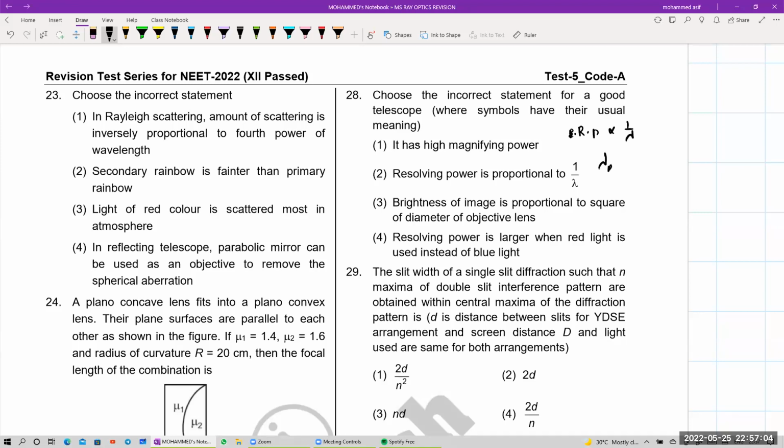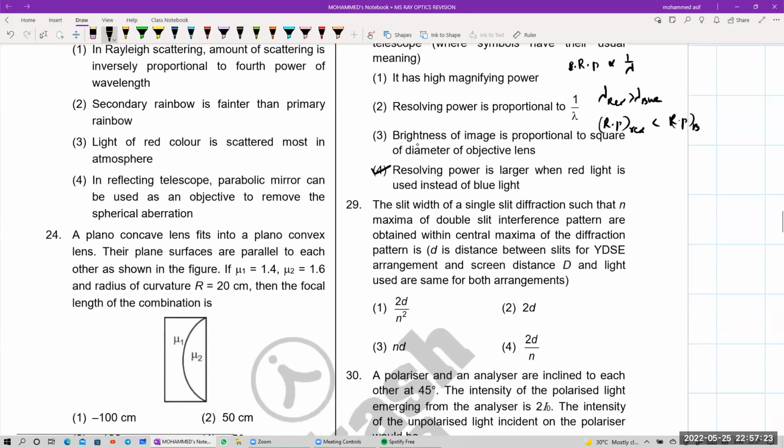So wavelength of your red is greater than wavelength of your blue. So I can say that resolving power of your red will be lesser than resolving power of your blue. So for a good telescope, it should have the high magnifying power. So resolving power is larger when red light is used instead of your blue light. ठीक है ना? Good question.